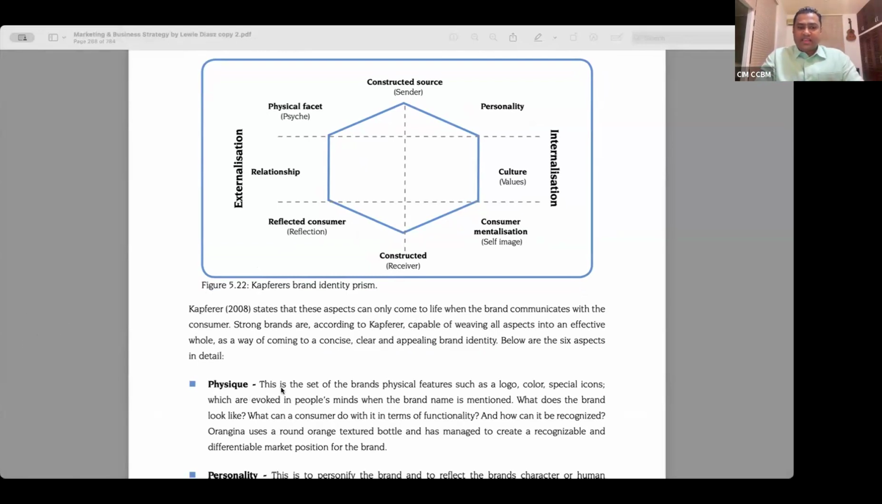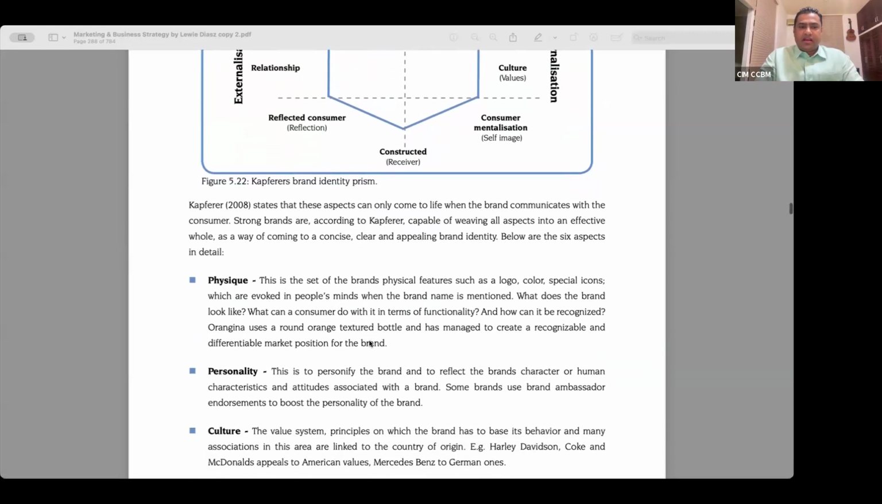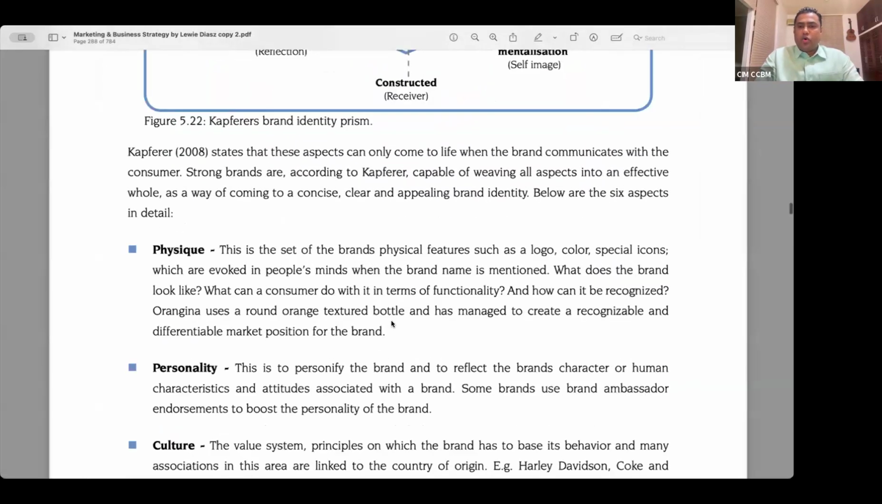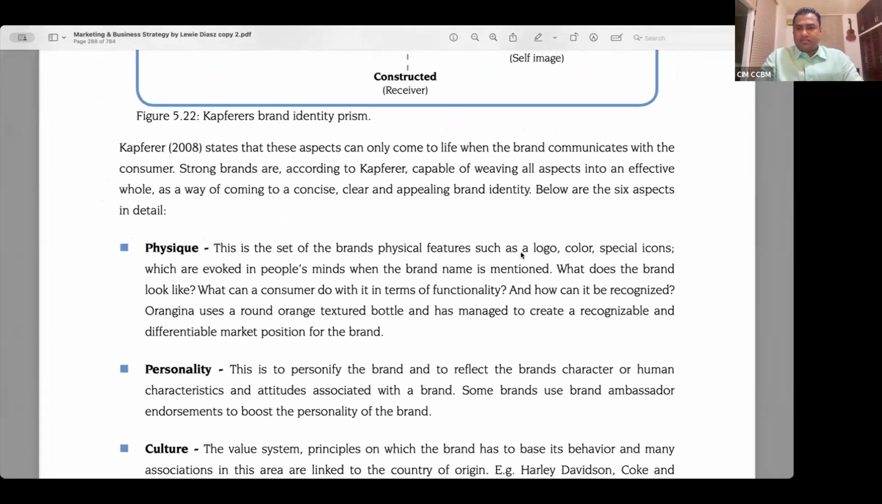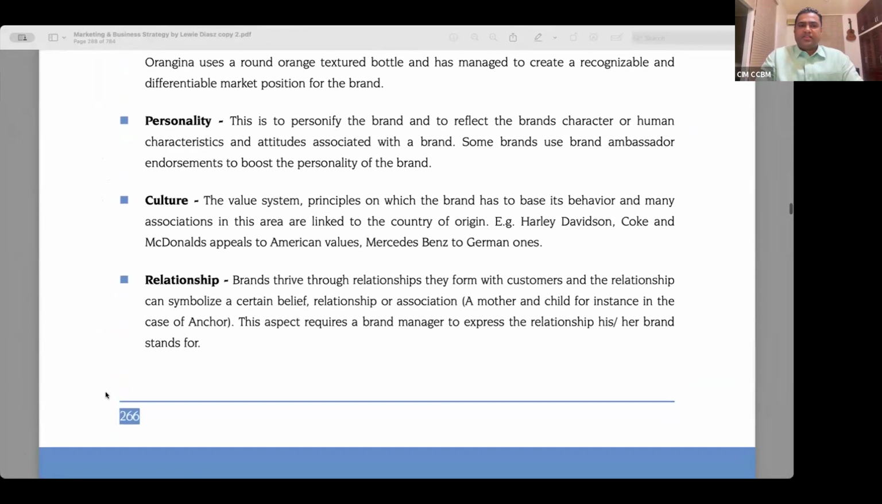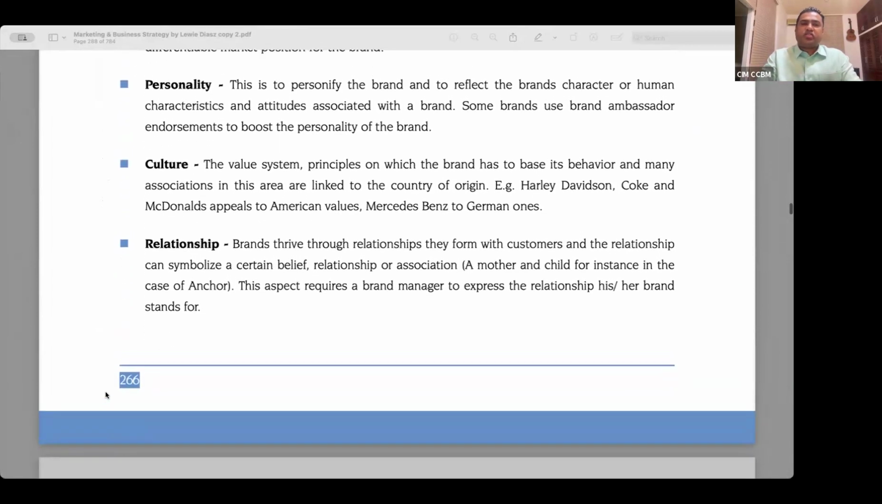So the brand physique are the physical aspects of the brand, like the logo, the color, the icons, the physical features. Some people recall the brand with the physical aspects, the color, the shape, the logo. The personality of the brand is the personification of the brand.